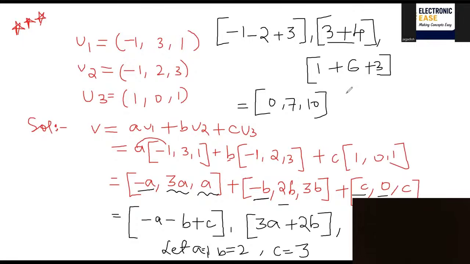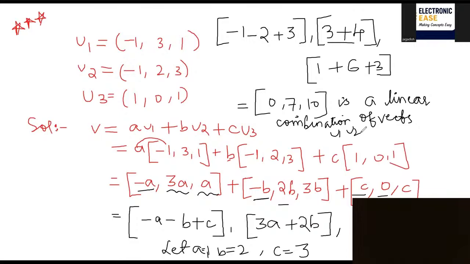So this 0 7 10 is a linear combination of the vectors. Here you will get 5 or 6 marks for that. You need to write that it is a linear combination of vectors u1, u2, u3 when I take a value as 1, b value as 2 and c value as 3. Understood, children? If you have any doubt, you can let me know.